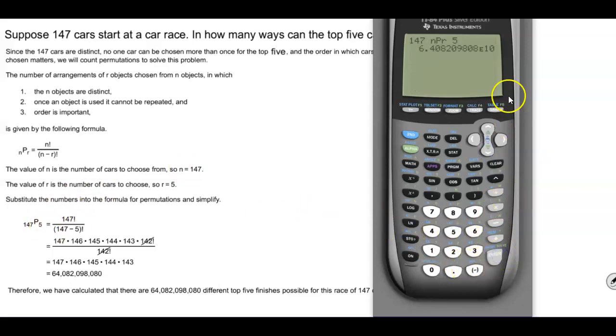And when we hit enter, we're going to get this in scientific notation. And again, that means it's times 10 to a power, which means if we move that decimal over 10 times, then we should get the same number that we got for our solution.